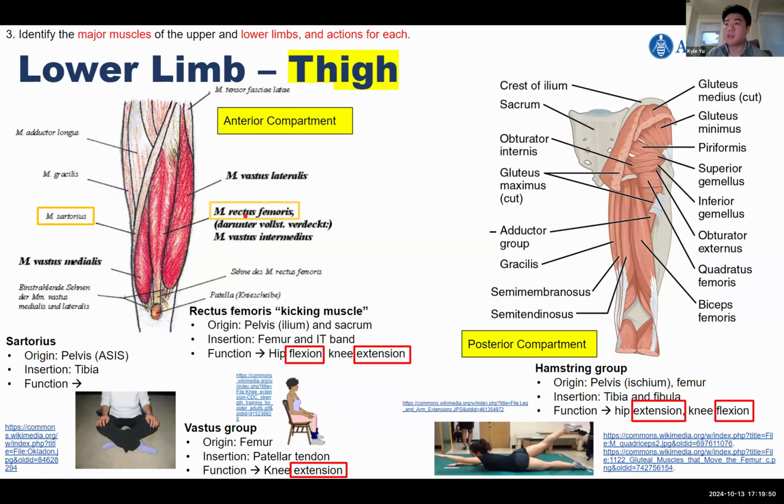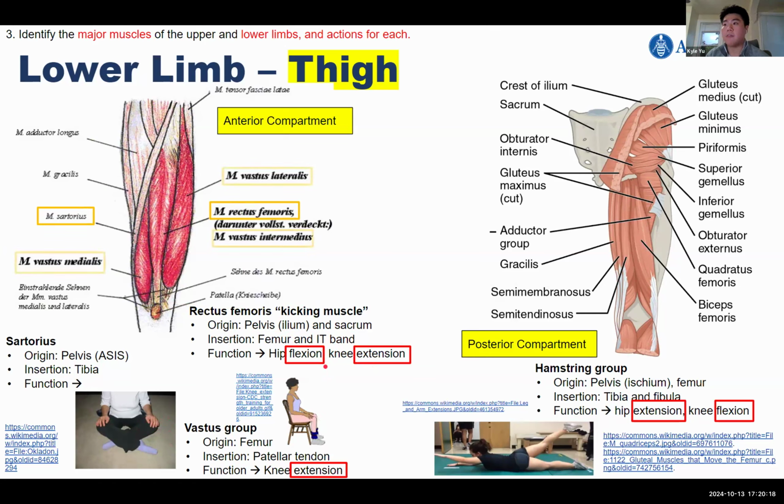The next muscle is the rectus femoris, which is this big muscle right here. This is otherwise known as the kicking muscle. This also crosses 2 joints. It starts in the pelvis and attaches into the femur, the patellar tendon, as well as the iliotibial band. And this is responsible for hip flexion and knee extension, again, because it crosses 2 major joints. So it has 2 different movements here.